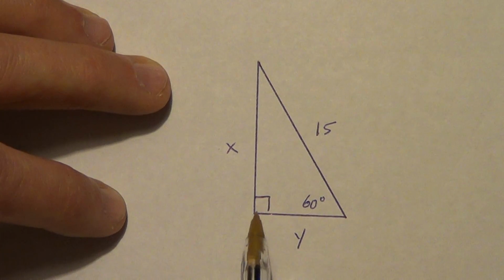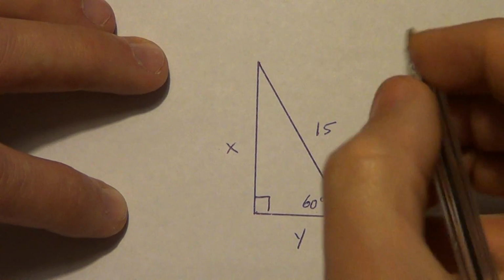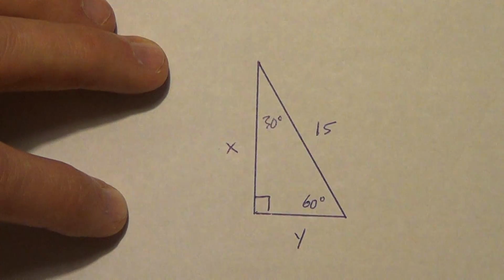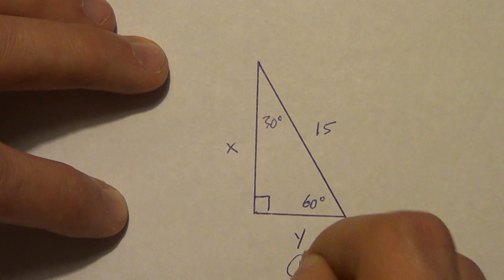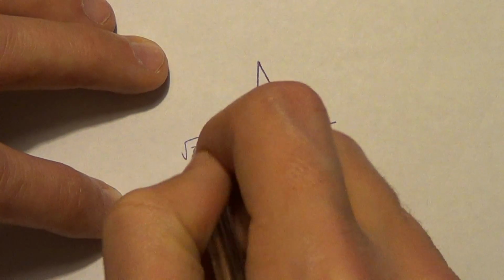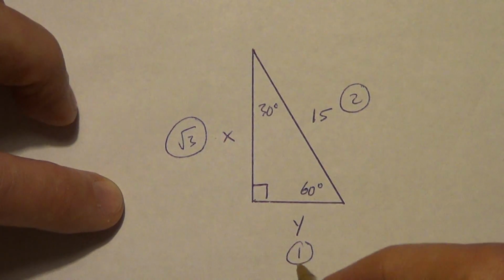30, 60, 90 triangle. How do I know it's 30? 90 plus 60 is 150. 180 minus 150 is 30. We know that for a 30, 60, 90 triangle, 1 goes across from 30, root 3 goes across from 60, and 2 goes across from 90. So let's solve for y first.